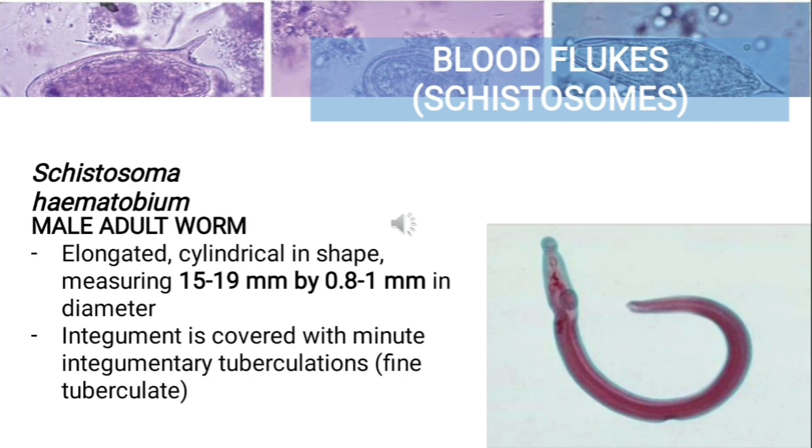Let us proceed to the male adult worm of our Schistosoma haematobium. It is described as elongated, cylindrical in shape, measuring about 15 to 19 millimeters by 0.8 to 1 millimeter in diameter. The integument is covered with minute integumentary tuberculations, or finely tuberculate, and the intestinal ceca are long and reunite at the middle of the body. The testes are in groups, 4 to 5 in number, found just behind the ventral sucker, and other structures are similar to Schistosoma japonicum.